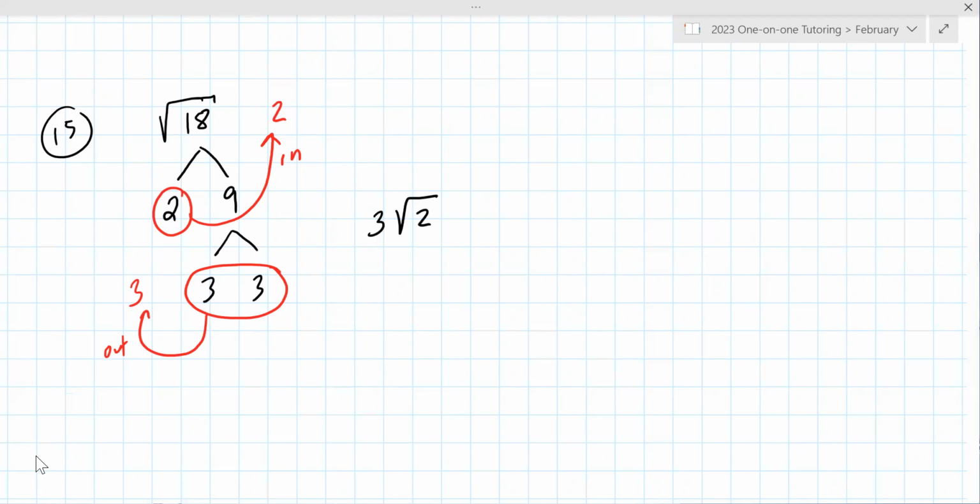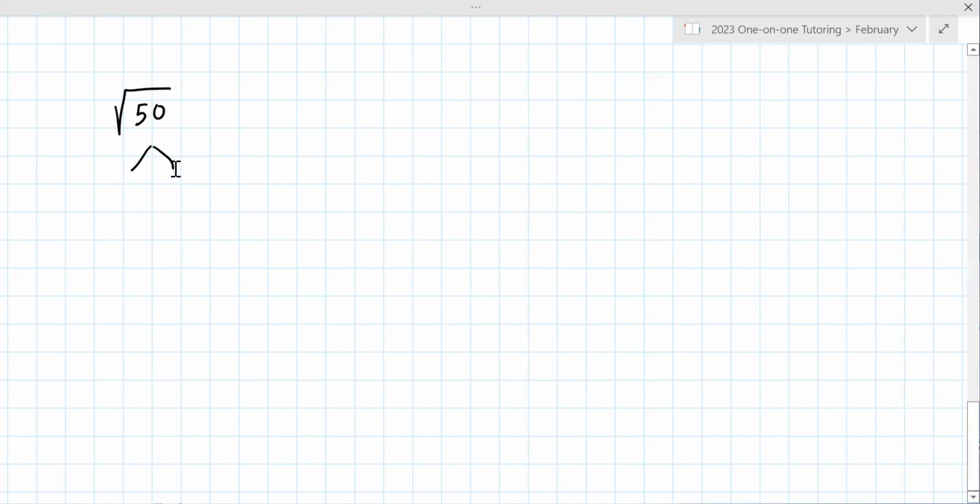All right, let's look at another one together here. Let's look at the square root of 50. Okay. So what number do you try first?